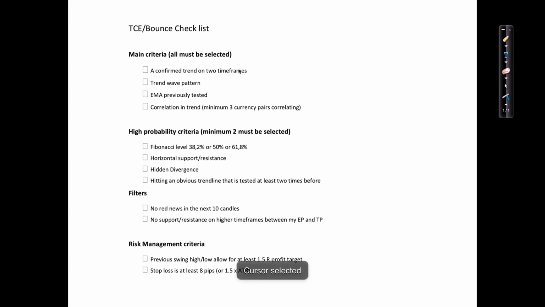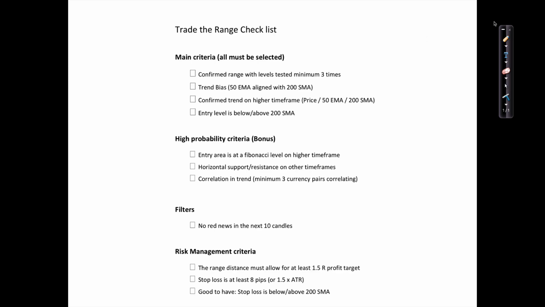All right. So this is for TC and bounce, and for trading the range, he has a checklist as well that he must check all the boxes before he'll take the trade. Right. So very useful sharing. Thank you very much for sharing this.